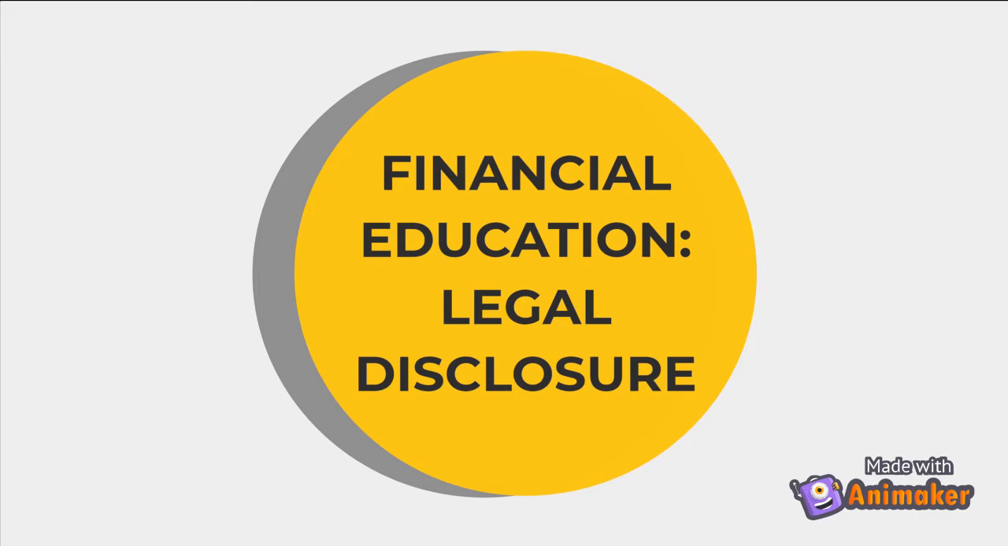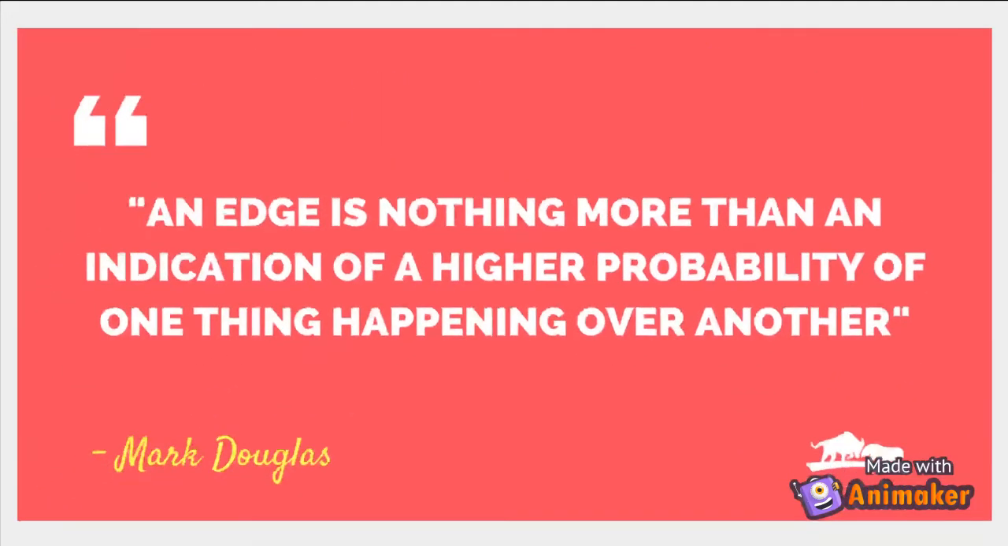The objective of this episode is to help you get the most out of your data. The number one rule of a mechanical trading system is having your entry and exit rules be precise. The one way to achieve this is by trading with an edge. Mark Douglas calls an edge a higher probability of one thing happening over another.